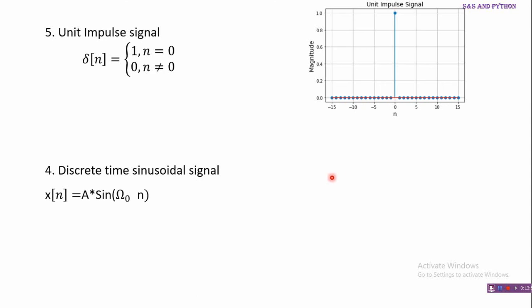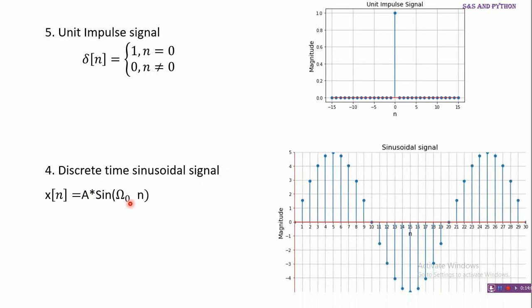The discrete time sinusoidal signal is defined as x of n is equal to A sine of omega naught n, where omega naught is the discrete frequency. So this is a sinusoidal discrete time signal whose magnitude varies sinusoidally like this. We shall see more about whether it is going to be periodic or not, how it is obtained, all those things in future.